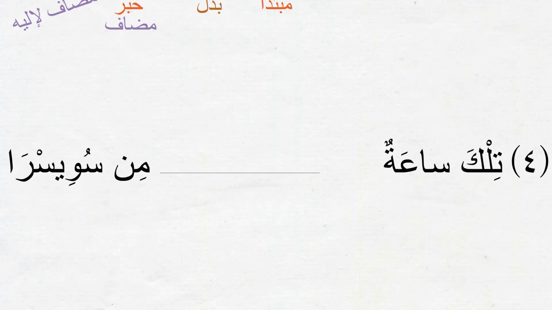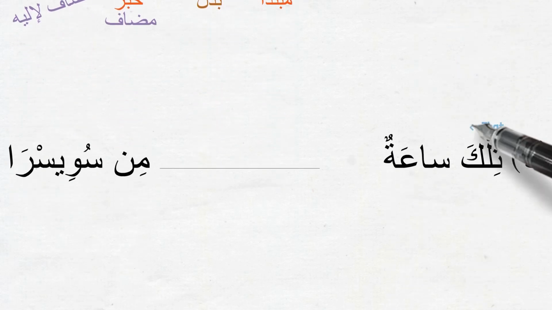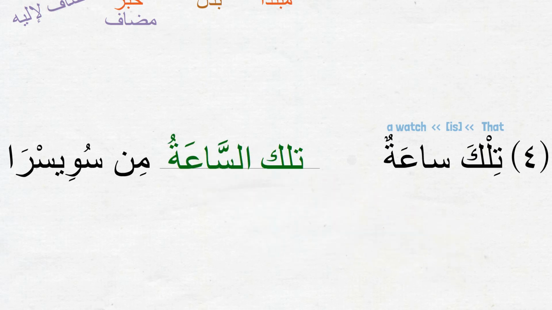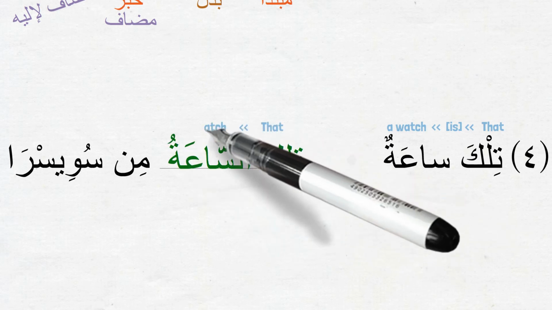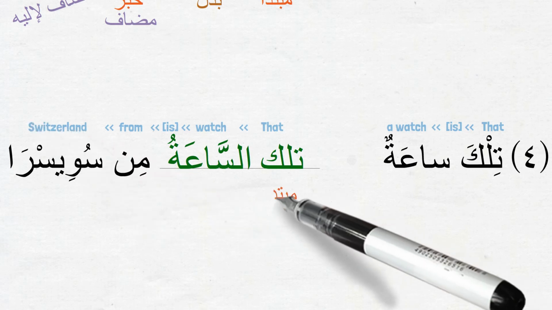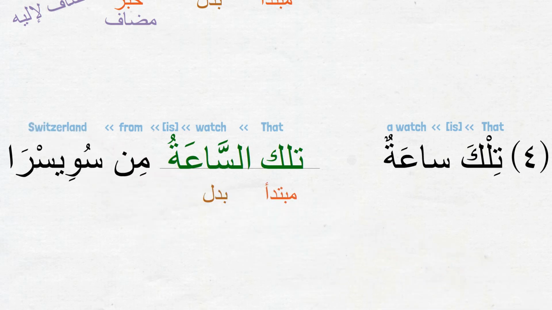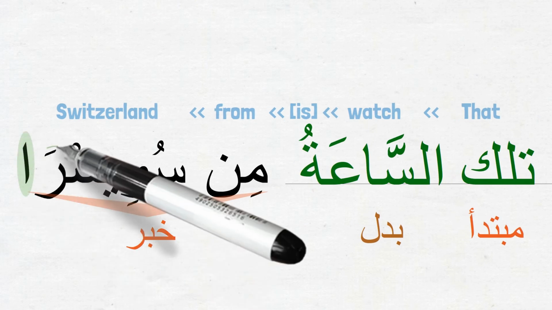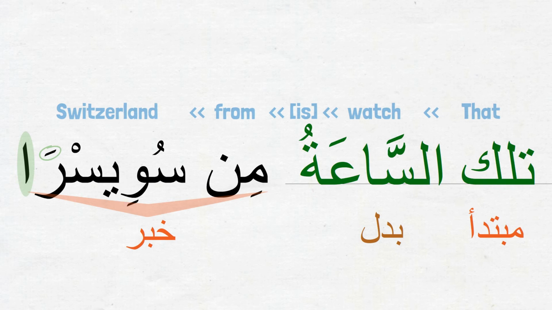Part 4. تلك ساعة. That is a watch. Now we want to start the next sentence with that watch, which is تلك الساعة. So together, تلك الساعة من سويسرا. That watch is from Switzerland. تلك is the مبتدا, الساعة is the بدل for تلك. And من سويسرا is the خبر شبه جملة. Switzerland is a new word, and it is also ending with alif, so its end stays fixed as we see here even in majrur case.